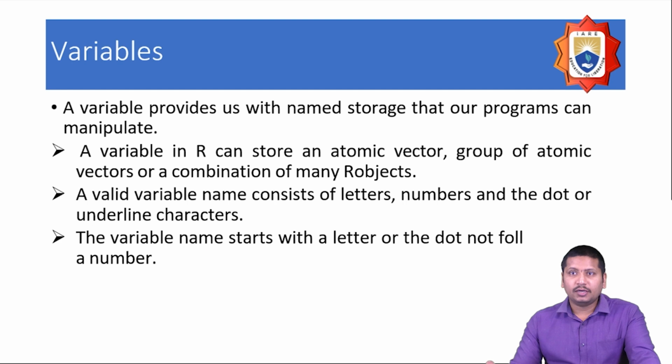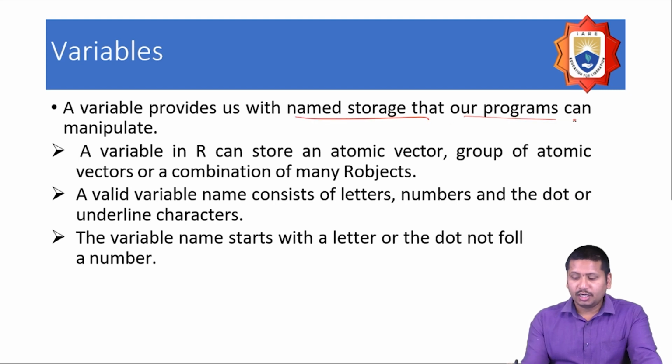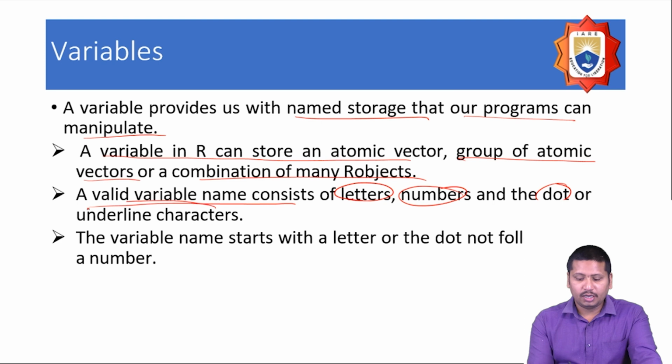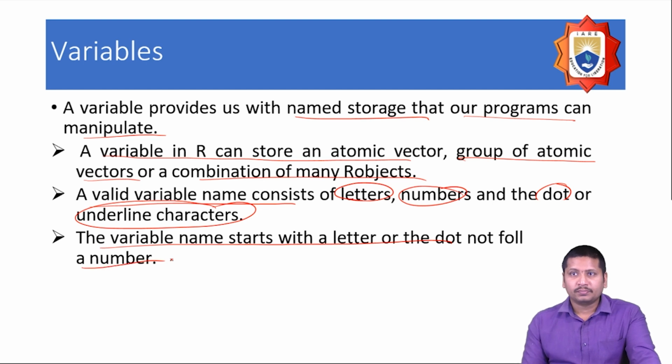Variables are the other thing we need to know. A variable provides named storage that our programs can manipulate, and a variable in R can store an atomic vector, a group of atomic vectors, or a combination of many objects. A valid variable name consists of letters, numbers, and dot and underscore characters, and the variable name starts with a letter or a dot not followed by a number.